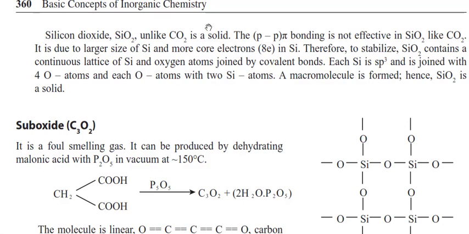Silicon dioxide, unlike CO2, is a solid, and as you know, in silicon p-pi bonding is not effective. So in SiO2, unlike CO2, it is not effective, and due to the larger size of silicon and more core electrons in silicon, to stabilize, SiO2 contains a continuous lattice of silicon and oxygen atoms joined by covalent bonds. The hybridization is sp3, and mostly it forms a macromolecule-like structure.